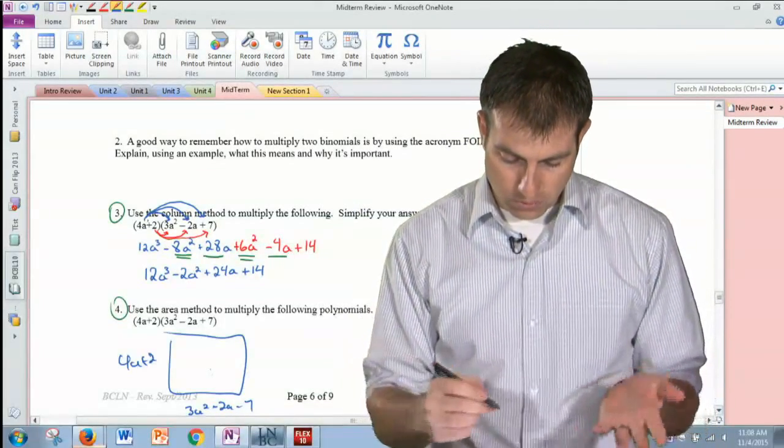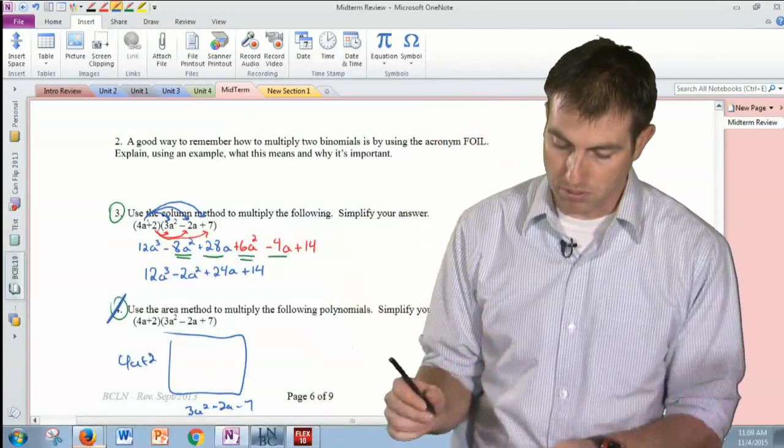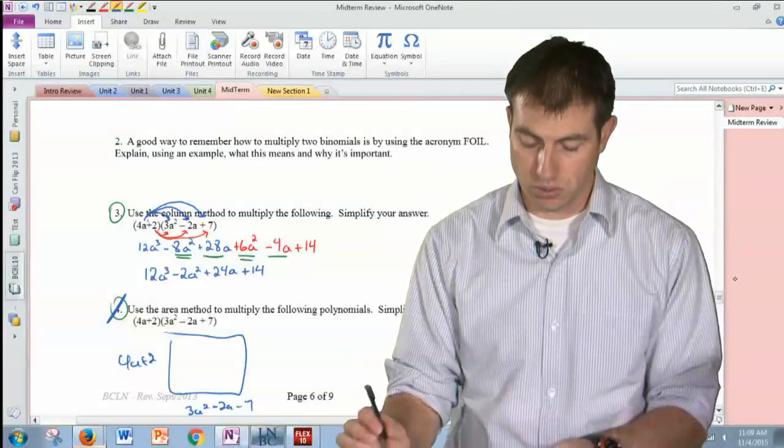There you go. So doing 4 is, if you want to use the area method, you can, but it's the same question as above. So not really necessary to do it.